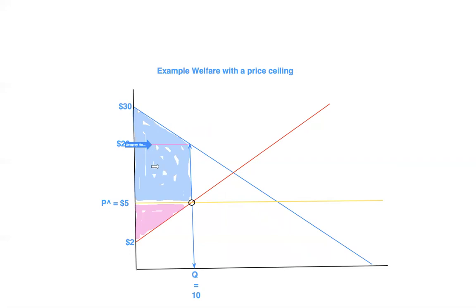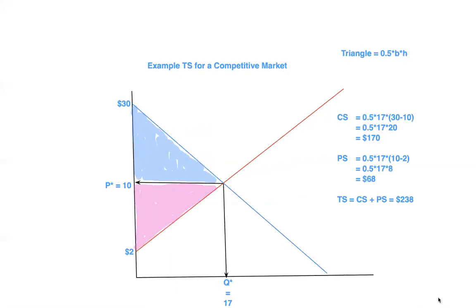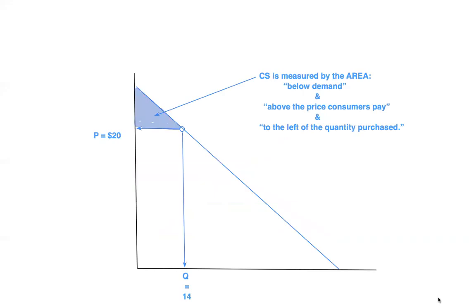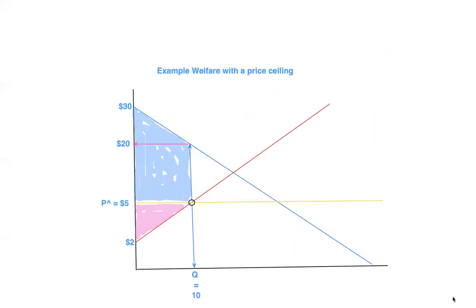So, if we go back to our verbal definition, consumer surplus is the area below the demand curve, above the price consumers pay, and to the left of the quantity purchased. So again, we take the area below the demand curve and above the price consumers pay. Now that there's a price ceiling, I'm indicating the price ceiling as being $5 here. And here's the point where the price ceiling intersects with the supply curve, and that's going to be the quantity traded.